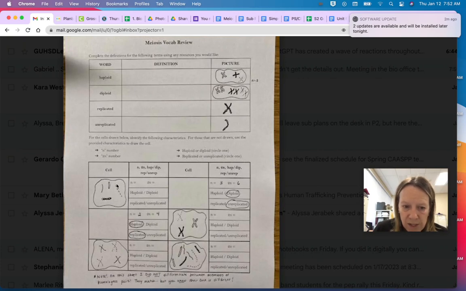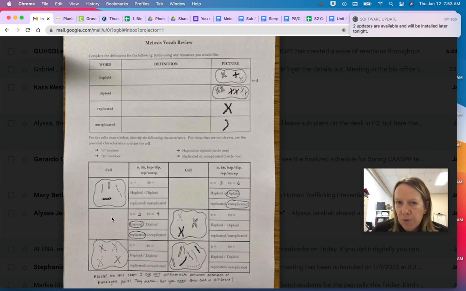4 because there's 4 types of chromosomes. 8 because 2 times 4 is 8. Haploid because there's only 1 of each chromosome. Up here, there's 2 of each chromosome, right? So this would be a diploid cell, and then unreplicated because these chromosomes have not yet been copied. If you can just fill this out, it shouldn't take you too long. The ones that are empty, you have to draw the cell, okay? And then we'll talk about that when we reconvene on Friday.